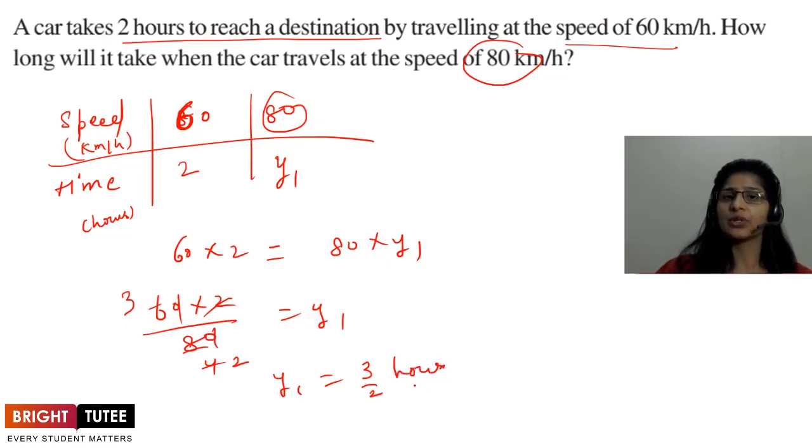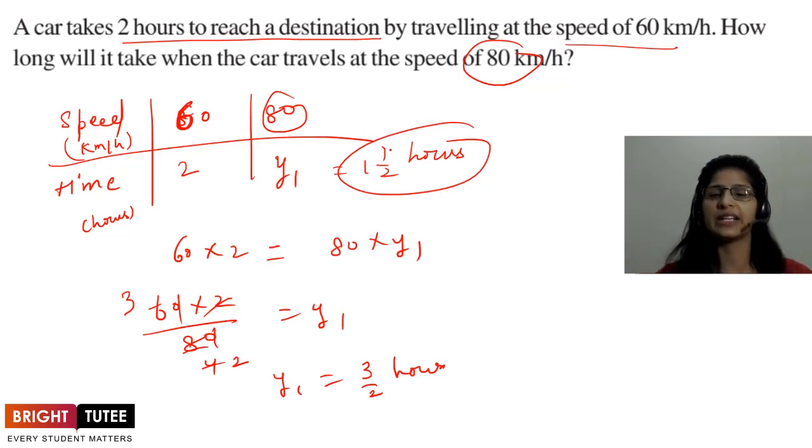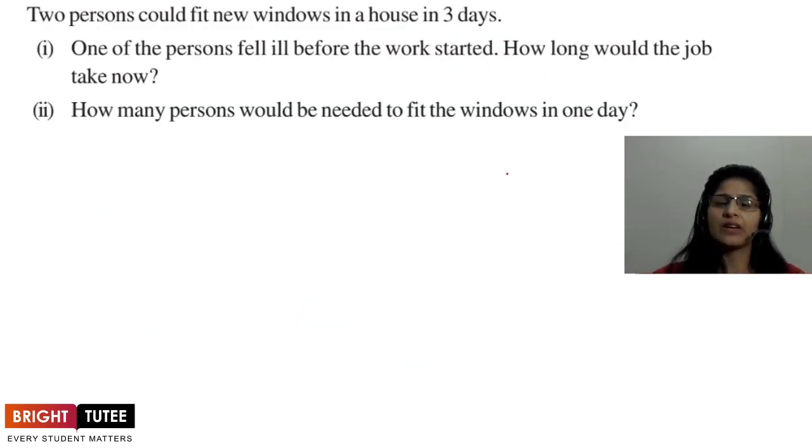Right, 3 upon 2 hours means 1.5 hour. Instead of 2 hours, how much time will be taken? 1.5 hour would be taken by them. Is that clear? So when speed is increased, time taken would be definitely lesser. Okay, so we have another question now.